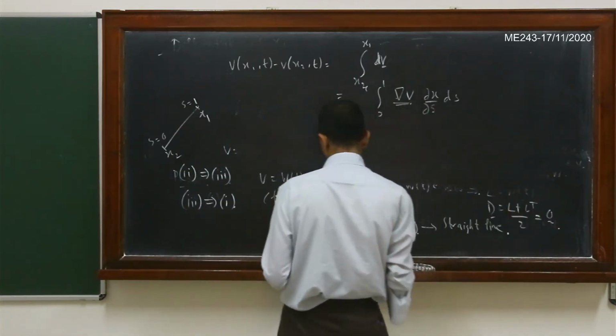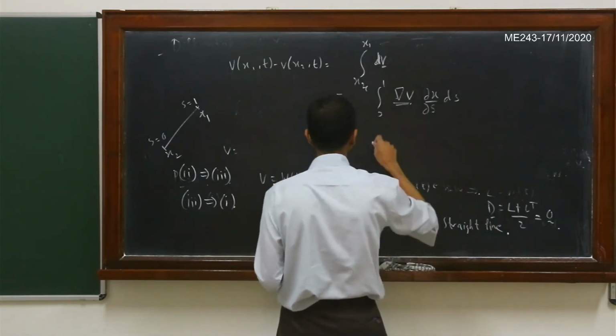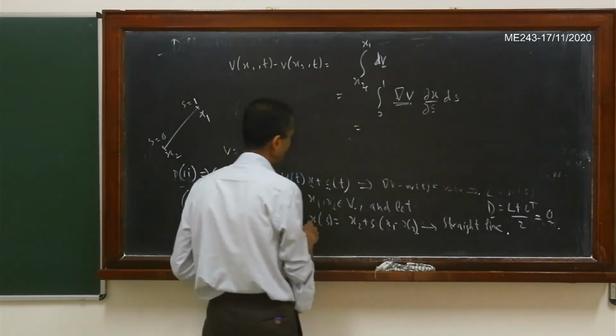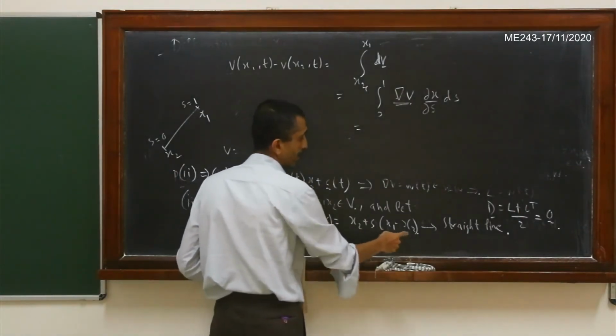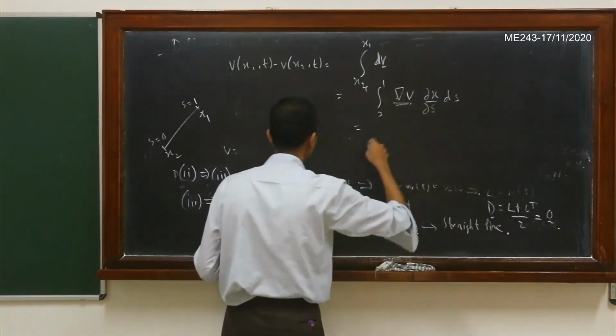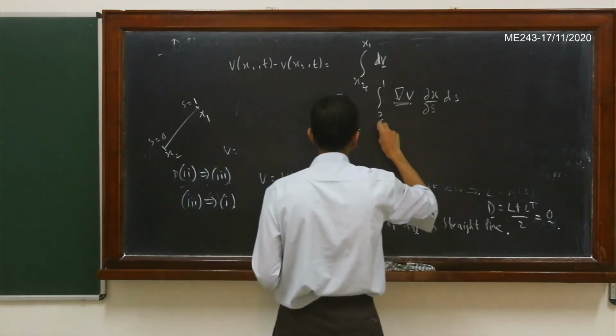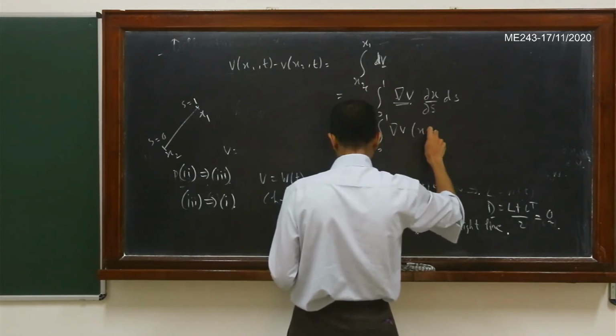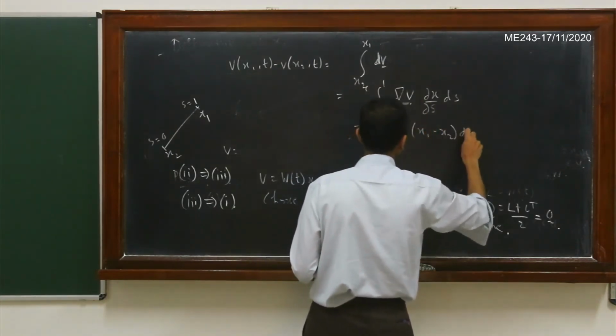So this is equal to now. If I use this parametric equation, you will see that del x by del s is nothing but x1 minus x2. So I can substitute that here. I will get that this is the integral from 0 to 1 of del v times (x1 minus x2) ds.